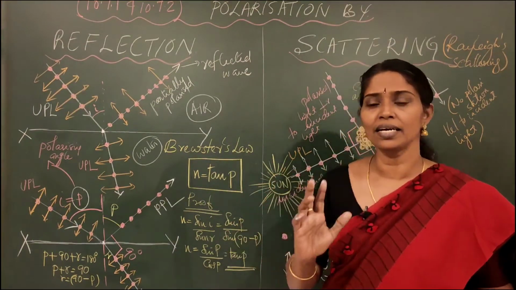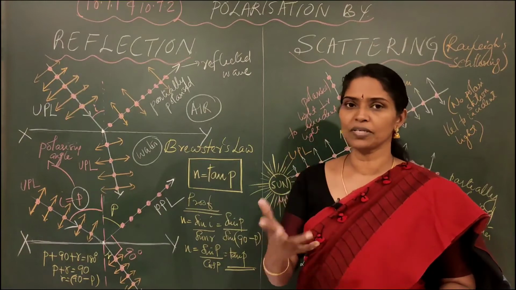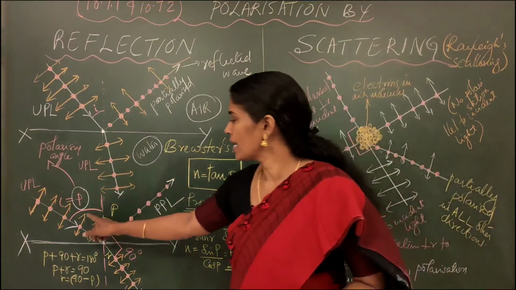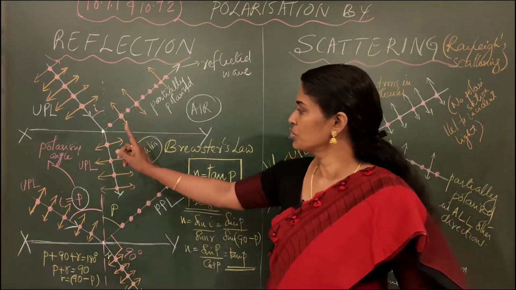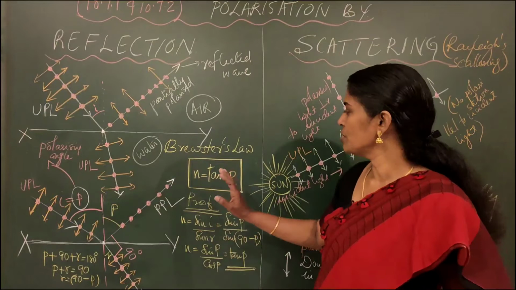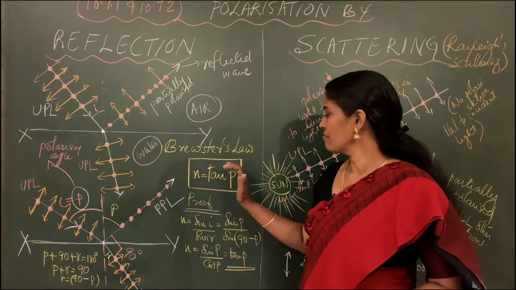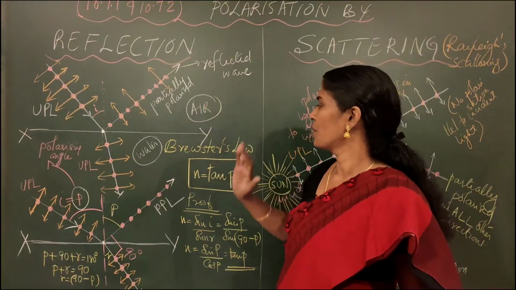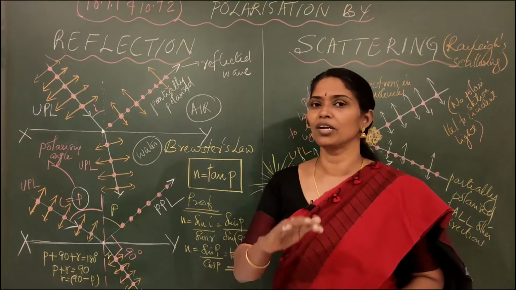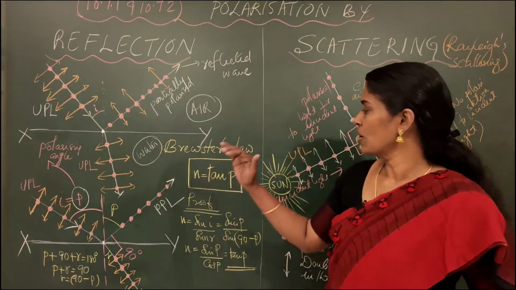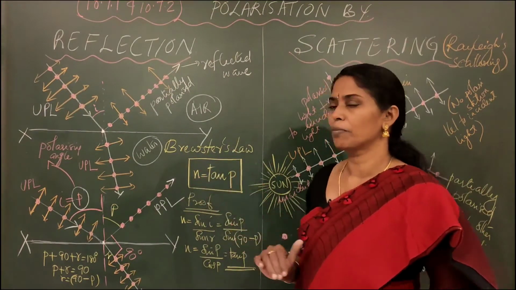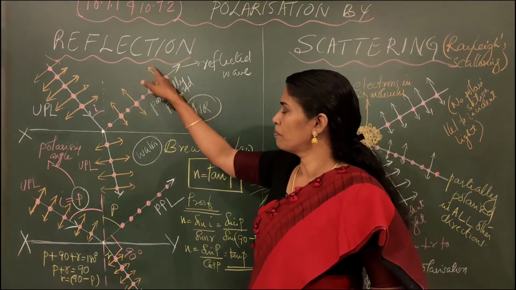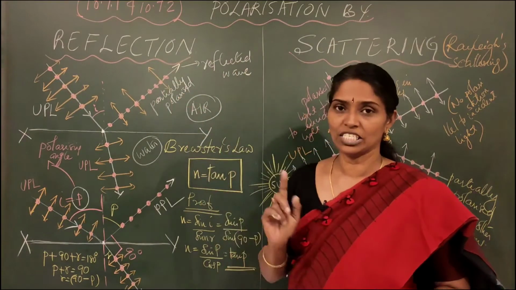Brewster's law states that the refractive index of a medium with respect to the surrounding is equal to the tangent of the polarizing angle or Brewster's angle. So once you know the value of refractive index, you can find out what is the polarizing angle. It comes nearly 53 degrees for air-water interface. Similarly, you can do it for glass, water, whatever it is. So once you know the value of n, you can calculate the value of P. So this is how you get plane polarized light by reflection.